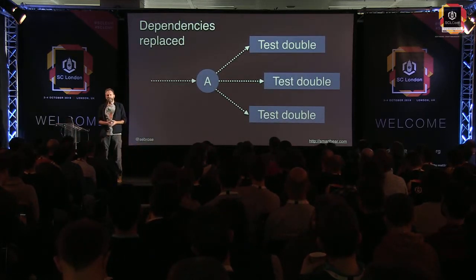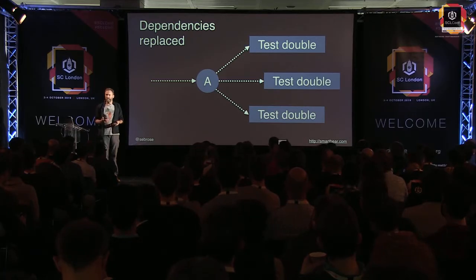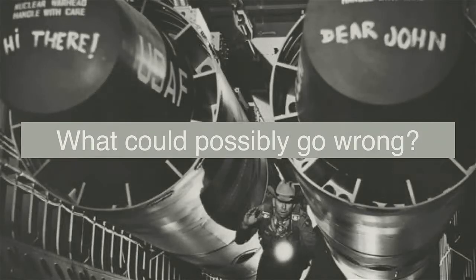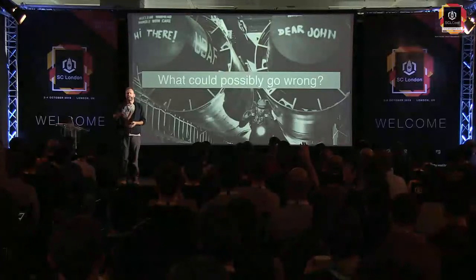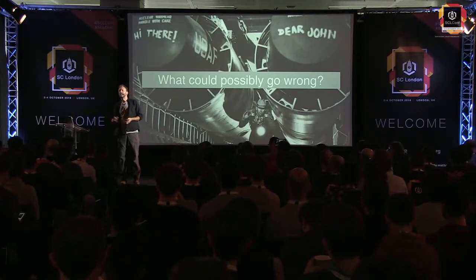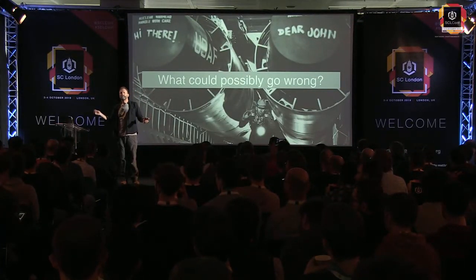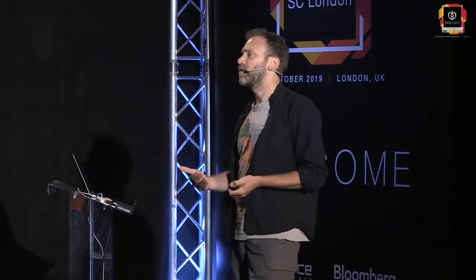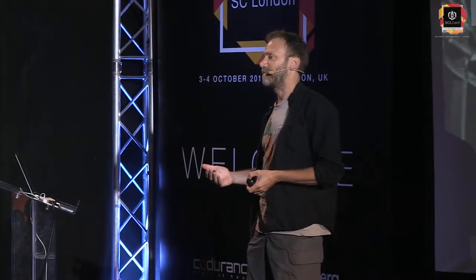Has anyone got a system that's a bit like this, where they've written test doubles? Yeah. And so the question you have to ask yourself is, what could possibly go wrong? So has anyone had any problems with using test doubles like that? And what were those problems? Shout out. The other system changed. And in the same space, you might have misinterpreted how that system was supposed to work anyway.